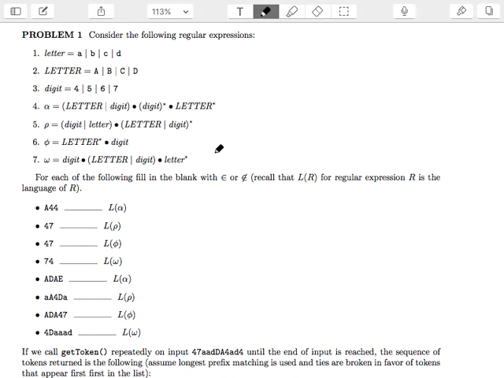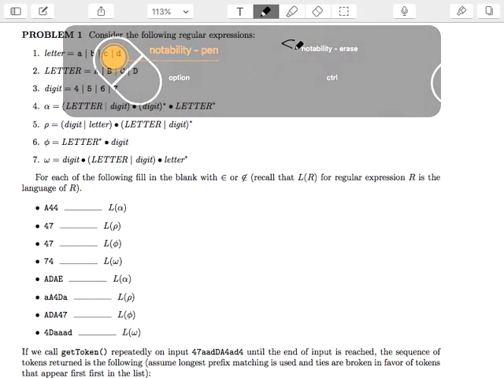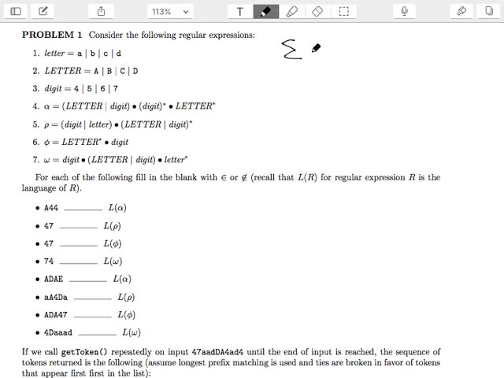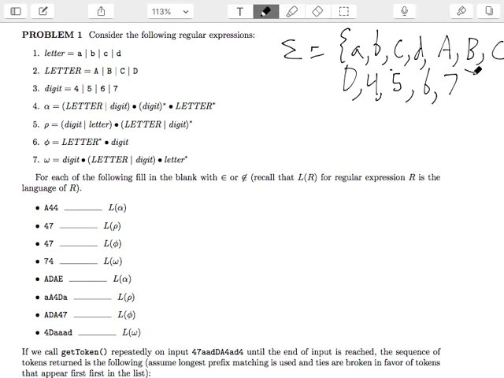So one thing to look at: do we define what sigma is? Technically, by defining letter and digit and the other letter, we did. All of these regular expressions are written in terms of 1, 2, and 3. So we can use the tokens here to say it's going to be either A, B, C, or D, or capital A, B, C, D, or 4, 5, 6, 7. Our alphabet could be bigger, but for these regular expressions these are the only symbols we care about. If it's any other symbol, it's definitely not going to match any of these regular expressions.